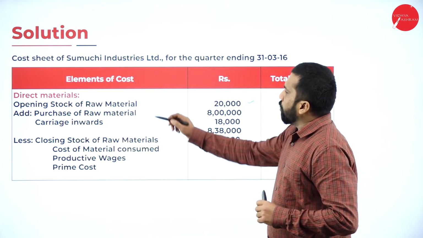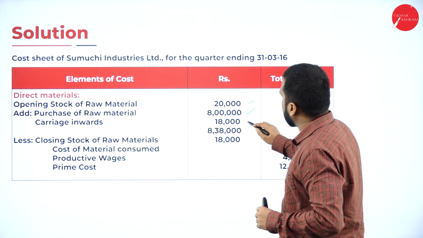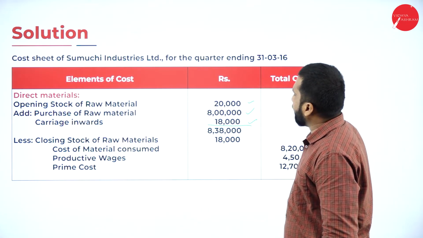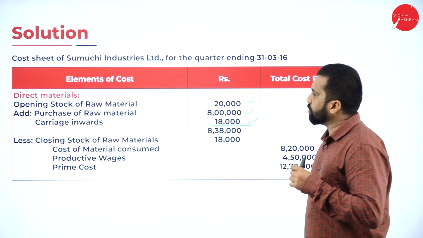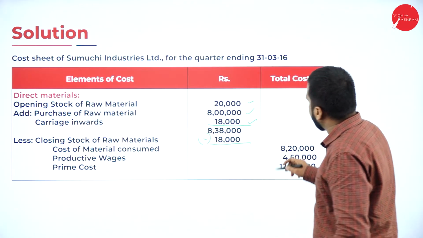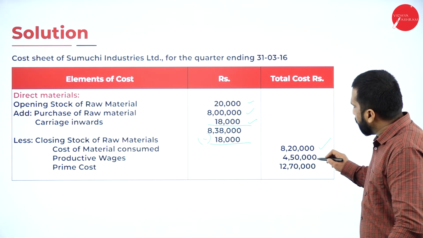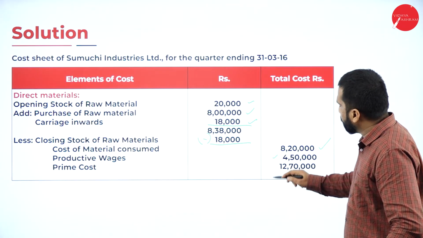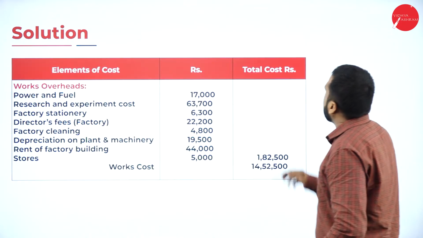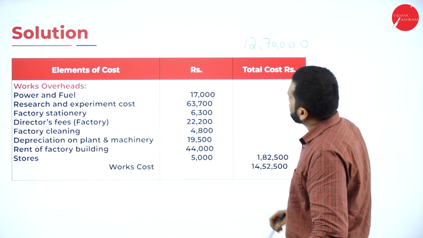Then opening stock, yes. Purchases, yes. Carriage inward, yes. After adding all this, you get 8,38,000 minus your closing stock, 18,000. After deducting, you will get 8,20,000. To 8,20,000, add your productive wages, you will get 12,70,000. This 12,70,000 will be the prime cost.